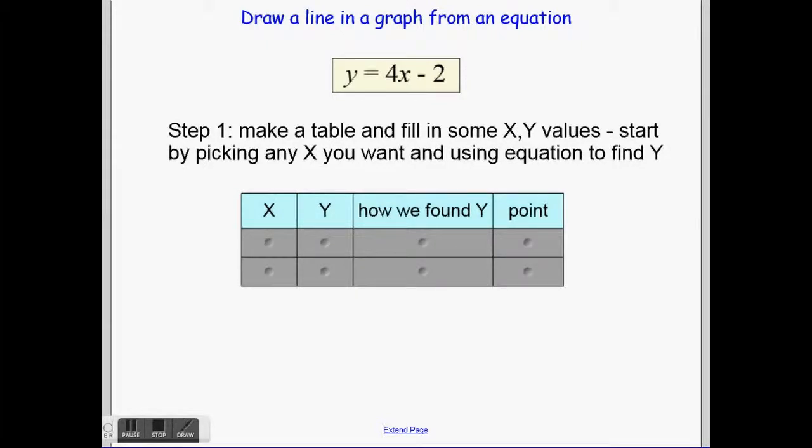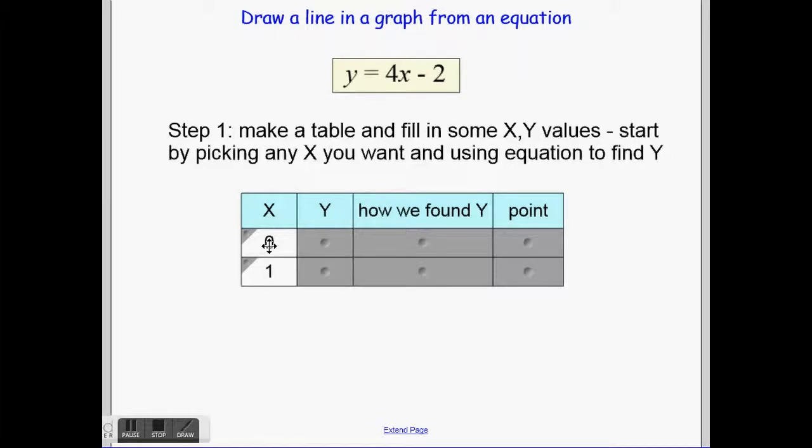Draw across. So here's our equation. Y equals 4x minus 2. So if I want to graph this equation, there are several different ways that we can do it. But the way I'm going to start with now is with a table of values. Because later on, maybe not this year if we get to it, but next year, we're going to use the table of values to do transformations and things like that. So, we make a table and fill in some x and y values. Start by picking any x that you want and using your equation to find y. Now, in this case, I picked values for x, 0 and 1. Okay? But you can pick any values you want, anything at all.